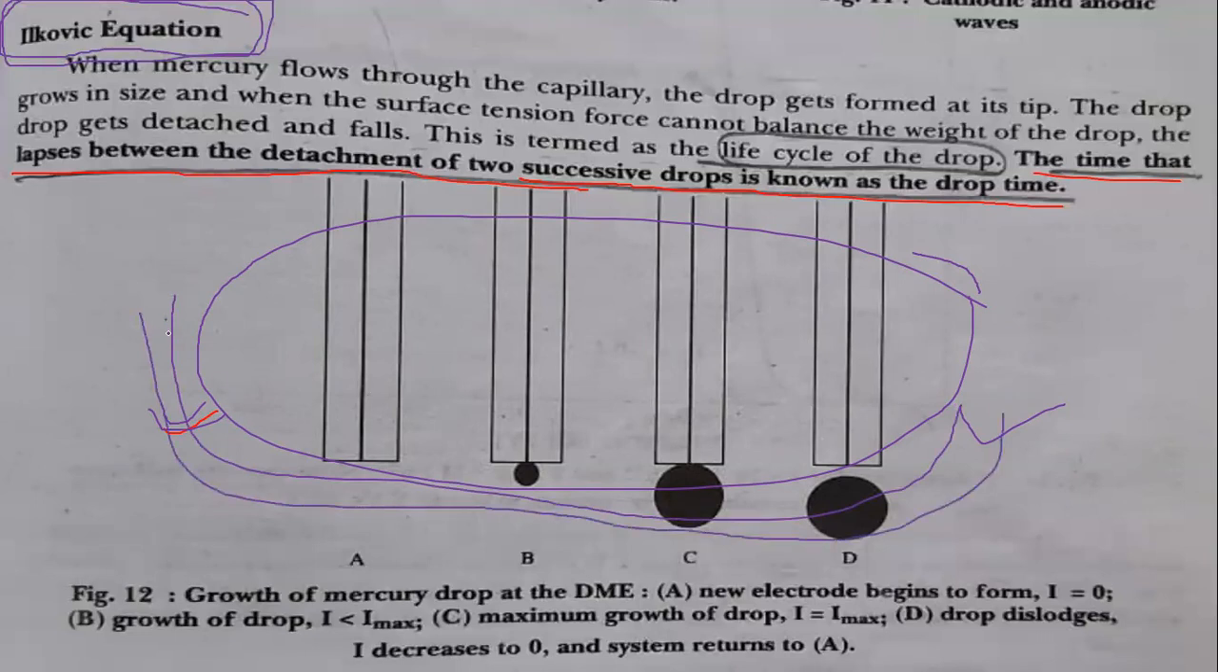So this is a cycle, you can say. This is a continuous process, and this is termed the life cycle of a drop. The time that elapses between the detachment of two successive drops is known as the drop time.